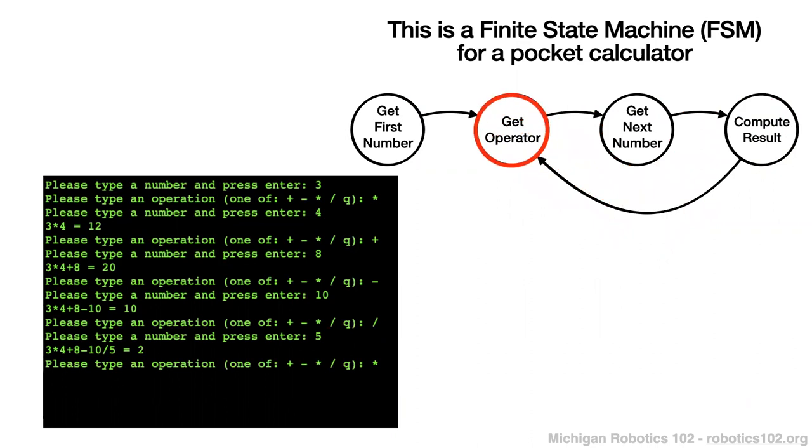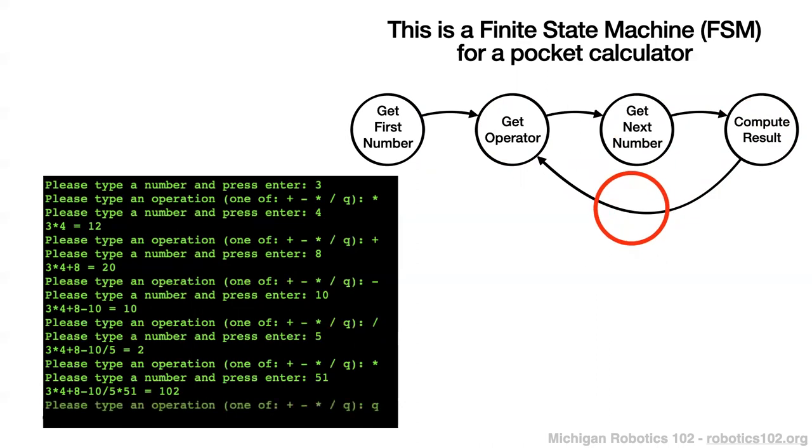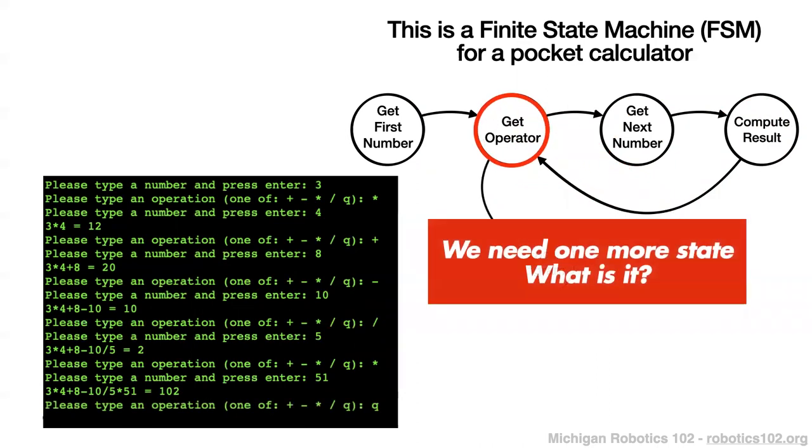You'll see finite state machines all throughout computing and robotics. This is a pretty fundamental thing, an abstraction that we use very frequently. As we get to a certain point, our user has input a number of operators and we've performed a number of operations, but then we get a Q, which is one of our operations too. Once we get the Q operator, what should our program do? I'm missing one state here. What's the state of my state machine that I need to add?